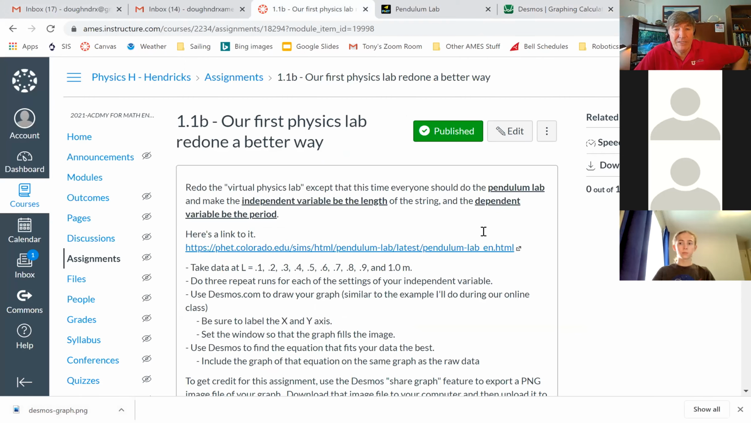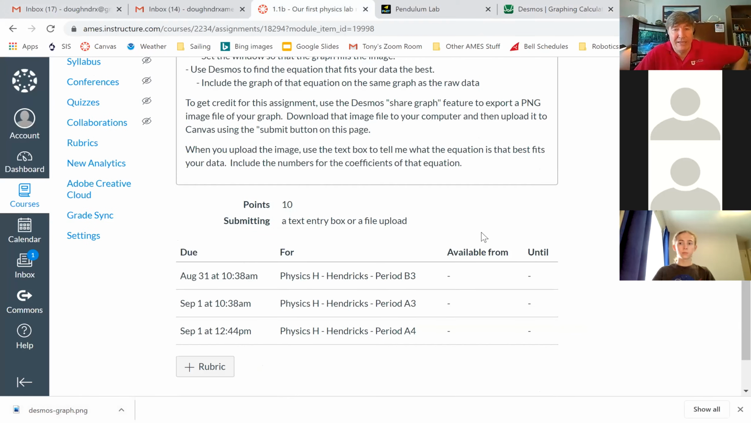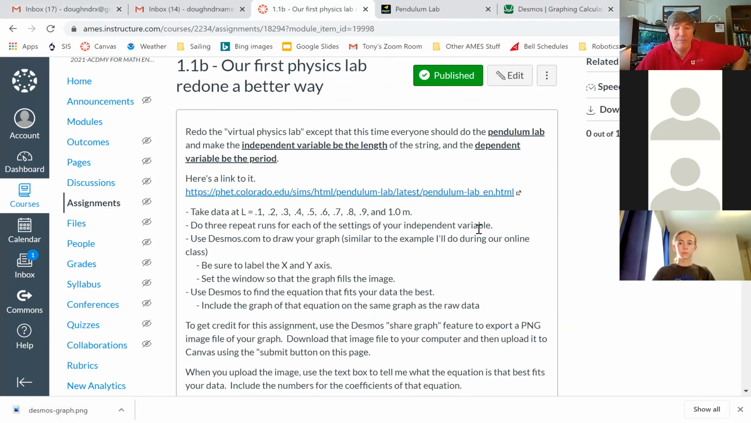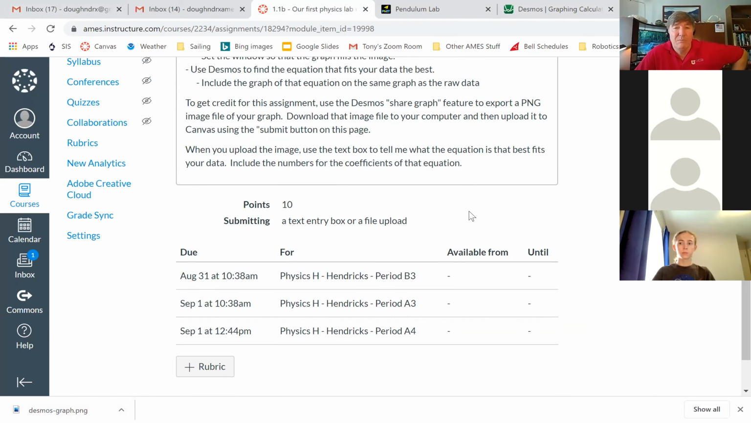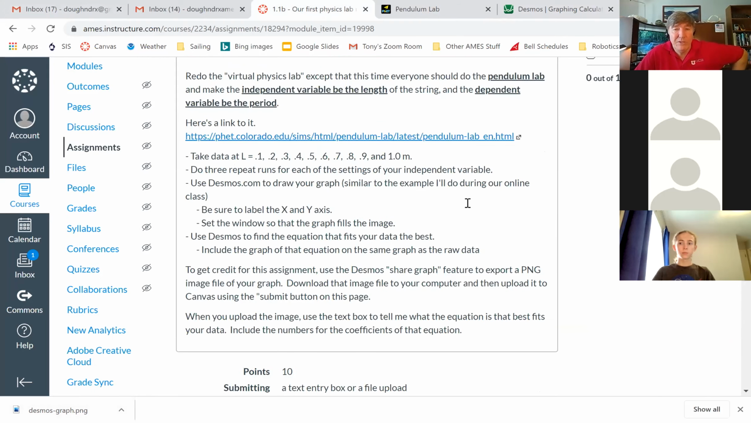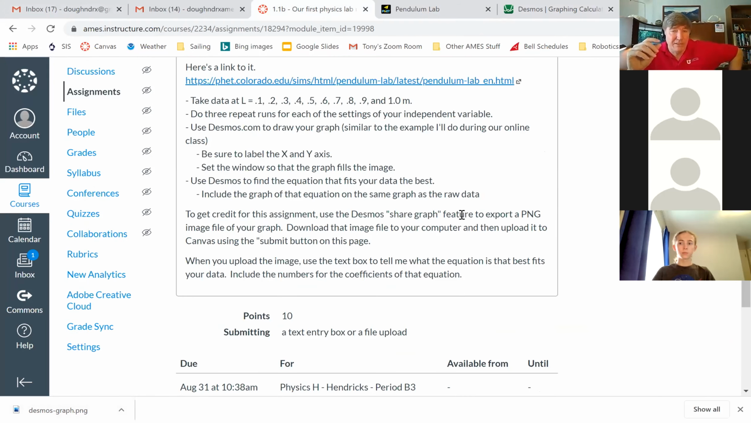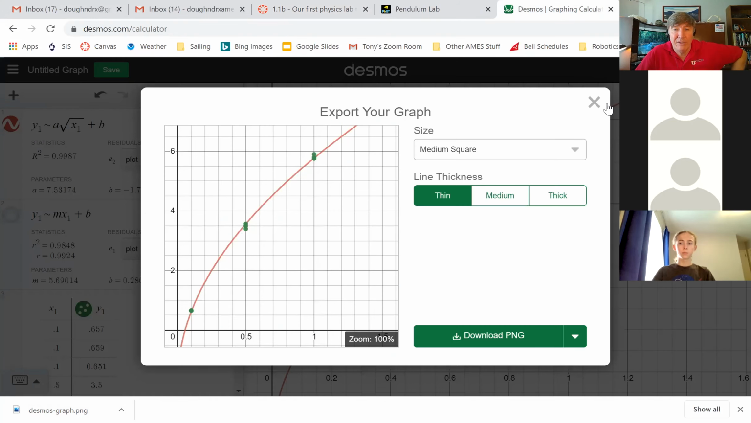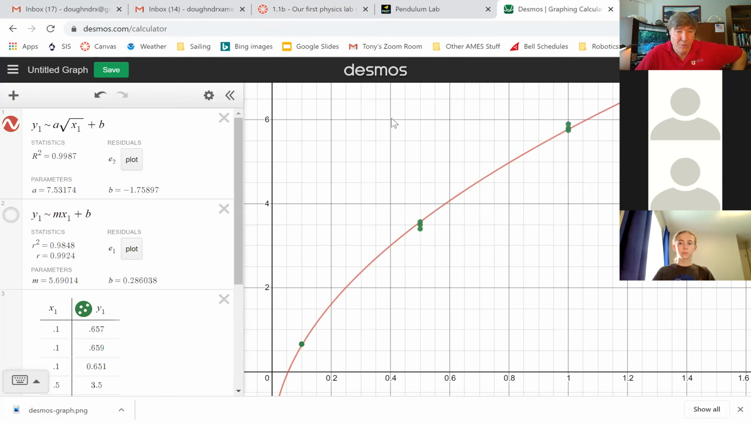Now, because I'm in the teacher version of Canvas, not the student version, you don't see the text box. But when you click the button that says submit, it will give you a place where you can attach the file. And there will also be a text box. And what I want you to do in the text box is tell me what the equation is that fits it the best.